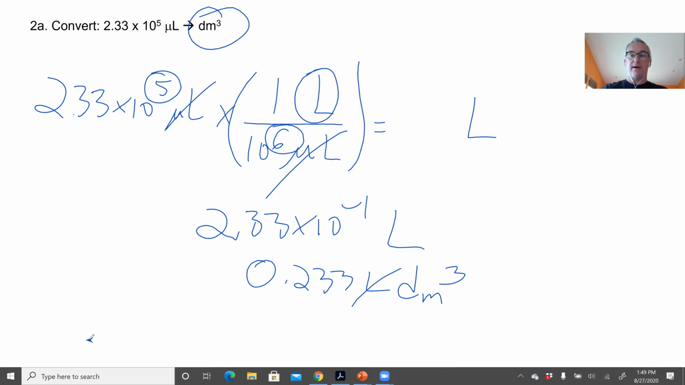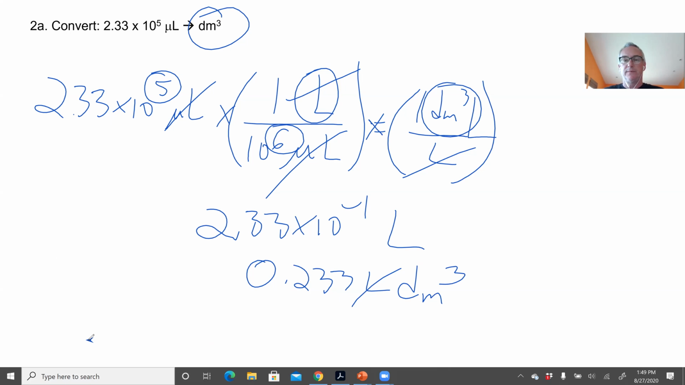We could also do that up here. We could add another one saying 1 decimeter cubed is equal to 1 liter. So get rid of our liters and be left with decimeters cubed. Either way.